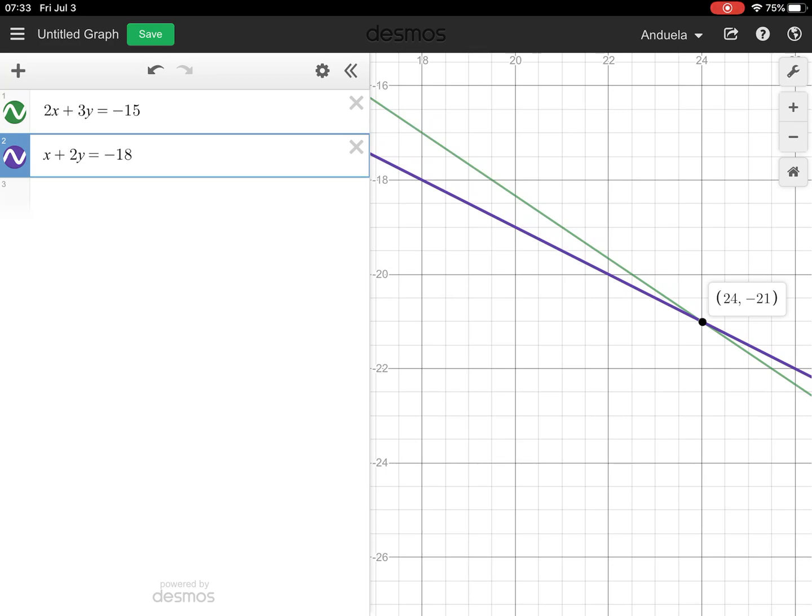So that's a nice way for you to check your answers when you are practicing questions with solving systems of linear equations. I hope all this made sense, and I hope you are enjoying learning about systems of equations.